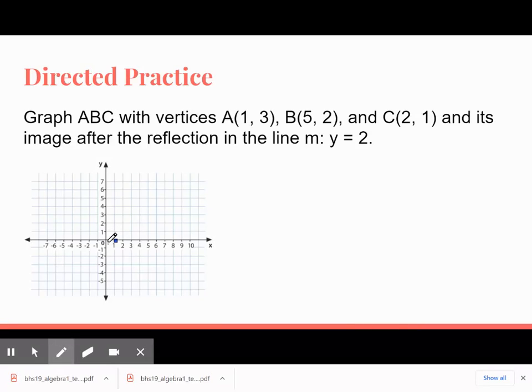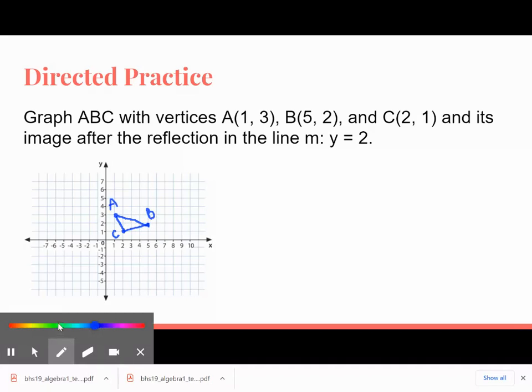Graph triangle ABC and its image after the reflection, y equals 2. So start with A, 1, 3. B, 5, 2. C, 2, 1. And then your reflection is on y equals 2.